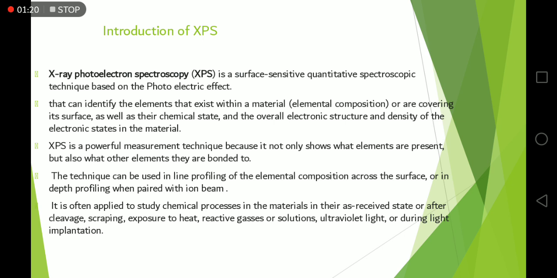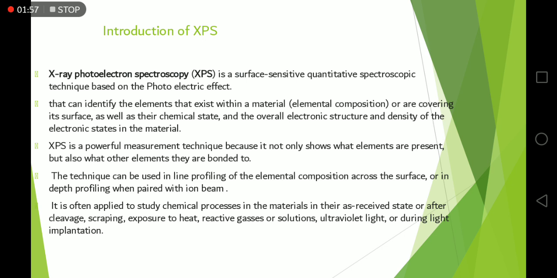It is a powerful measurement technique because it shows not only what elements are present but also what other elements they are bonded to. As we know, every element is bonded to another element. This technique shows which element is bonded to which and how many are bonded to each other. The technique can be used in line profiling of elemental composition across the surface, or in depth profiling when paired with an ion beam.